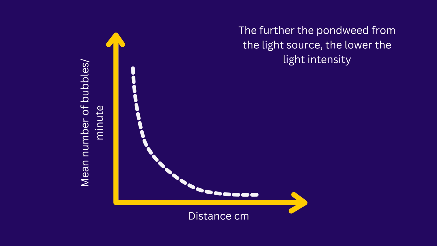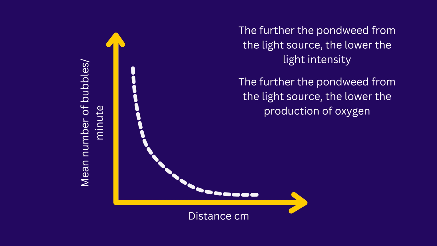First point, the further the pondweed from the light source, the lower the light intensity. That makes sense. The further the pondweed from the light source, the lower the production of oxygen. Students, remember now, the bubble formation is as a result of the oxygen that is being produced or the oxygen that is given off. So let us analyze point number 2.